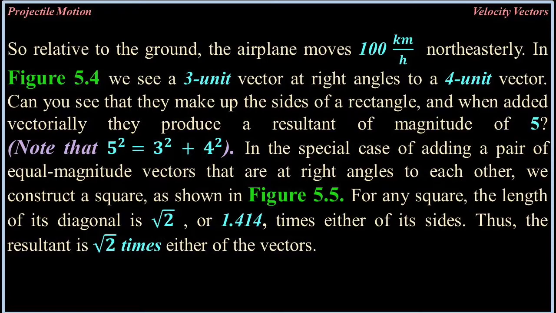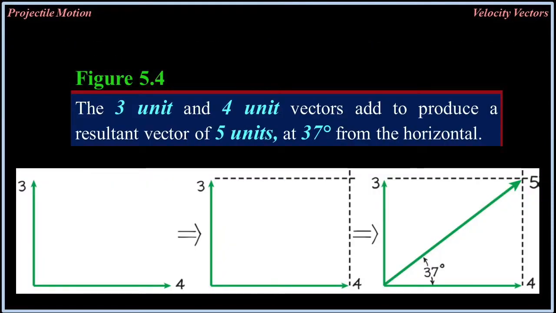In the special case of adding a pair of equal magnitude vectors that are at right angles to each other, we construct a square, as in figure 5.5. For any square, the length of its diagonal is root 2, or 1.414, times either of its sides. Thus, the resultant is root 2 times either of the vectors. In figure 5.4, the 3-unit and 4-unit vectors add to produce a resultant vector of 5 units at 37 degrees from the horizontal.